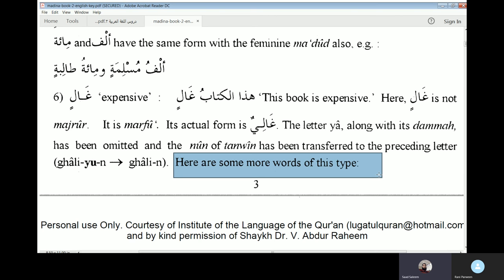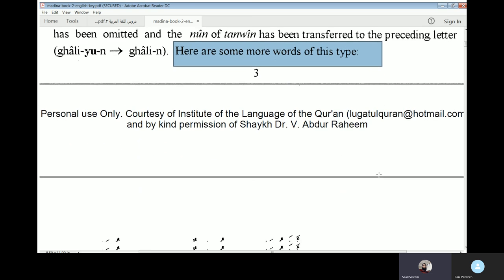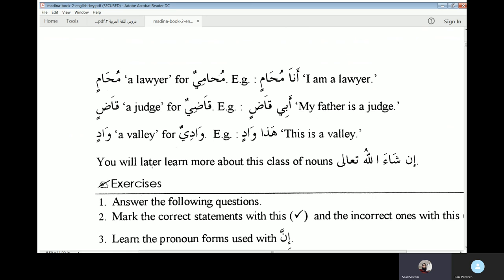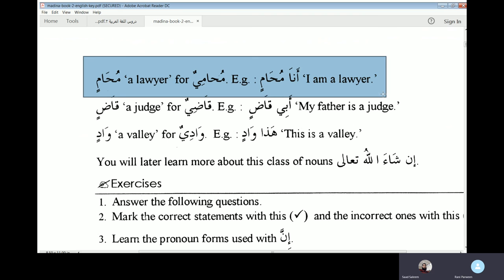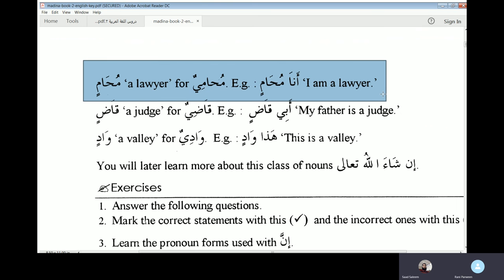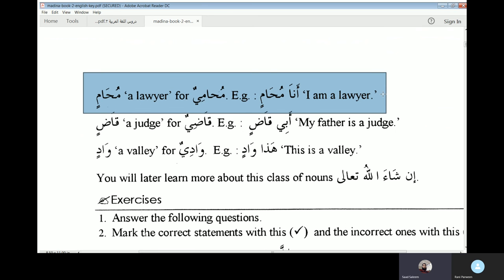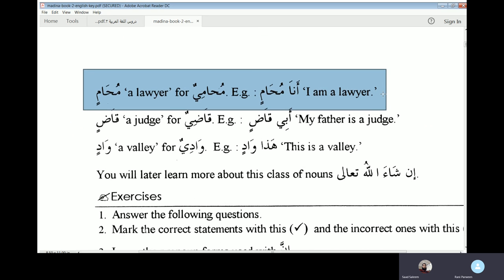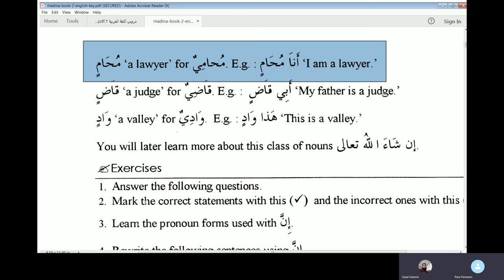Here are some more words of this type, which are written in the short form. Read these. If we write full words, is the sentence wrong? You can say that it is wrong. Now we have to use the traditional Arabic also. Okay, read this.